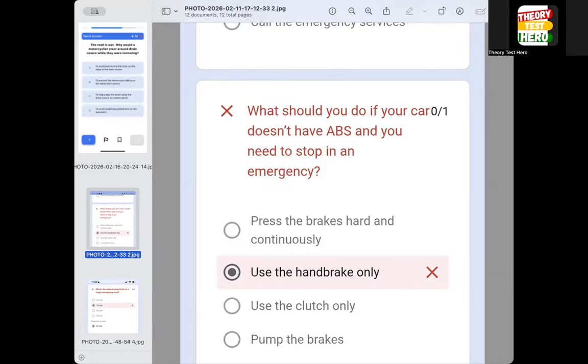So if the car's got ABS, the answer for this one would be A. Yeah. Well done, everyone saying A. You'd press it continuously and hard. But also, when you get that kind of question, the answer really would be promptly and firmly, meaning you press the brakes hard or press the brakes quickly and hard. Okay.